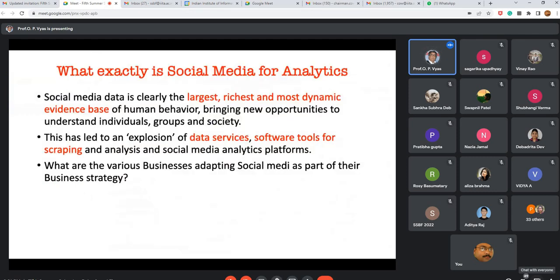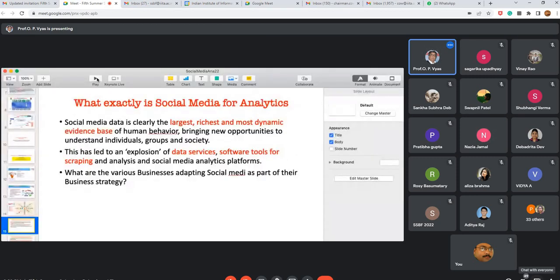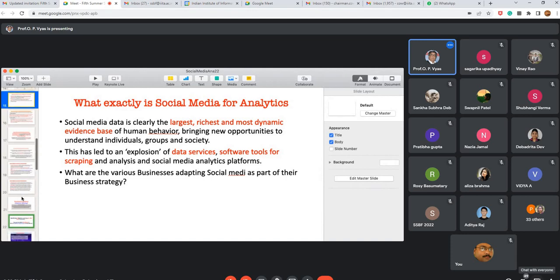And now you can see what exactly is social media for analytics. Naturally, the data is clearly the largest, richest, and most dynamic evidence base of human behavior, bringing new opportunities to understand individuals, groups, and society. So there is a huge explosion because of the data services, software tools for scraping and analysis, and social media analytics platforms. I will tell you some of this terminology, but does any one of you have an idea about scraping? What is scraping?